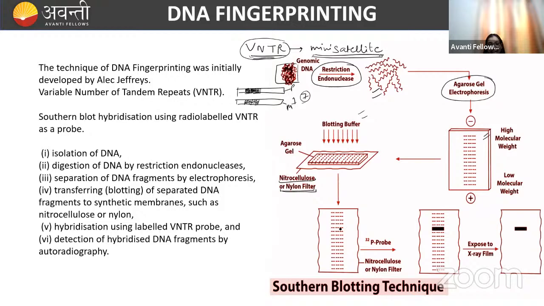When they are transferred to the nylon membrane, now the VNTR probe is used. When they subject this membrane to the VNTR probe, we know that it is complementary. So once it gets the complementary base pair, it will bind to the complementary DNA and form a hybridized DNA segment. Now, while carrying out autoradiography, we can detect these hybridized DNA fragments.